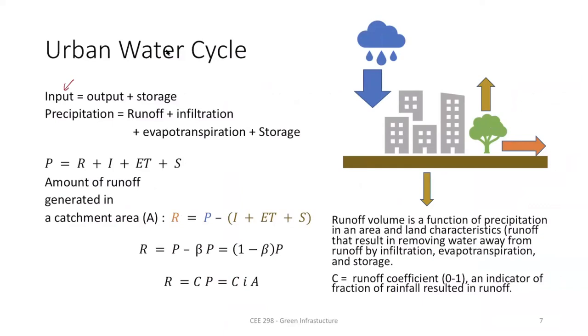Output means everything that leaves the watershed area. And storage means what is trapped inside that area. By the way, watershed means everything that contributes runoff to that spot, okay? All right, so what is input?